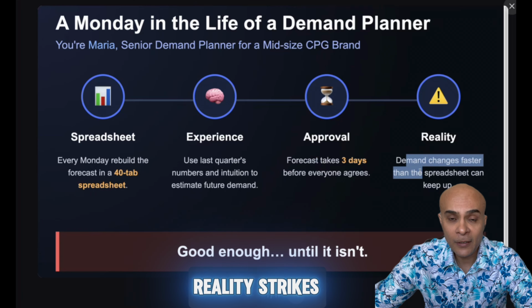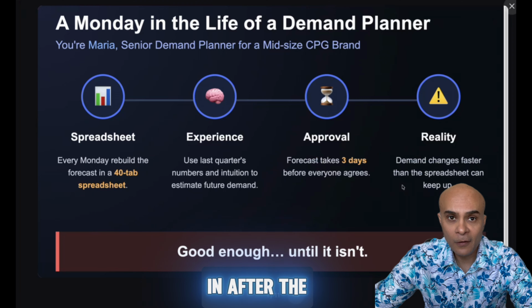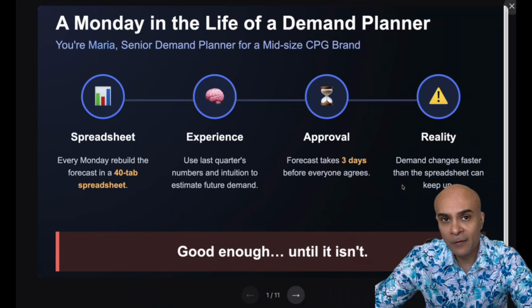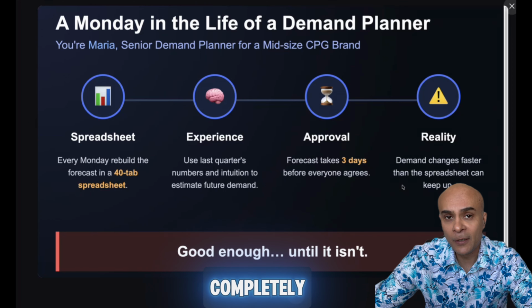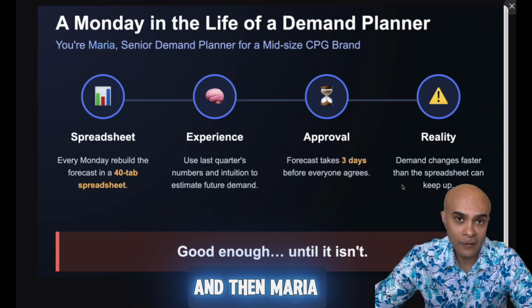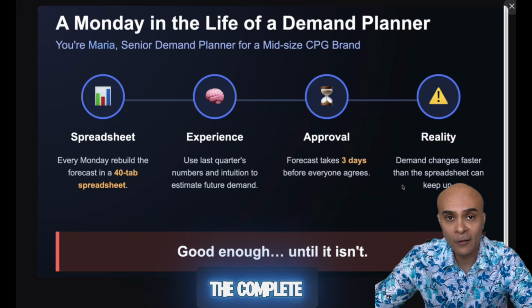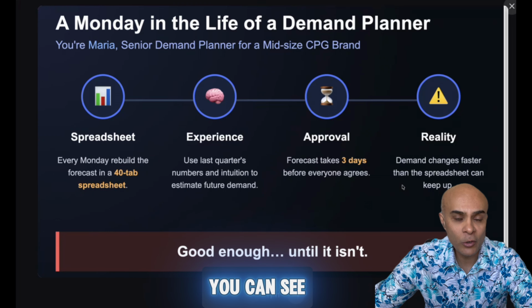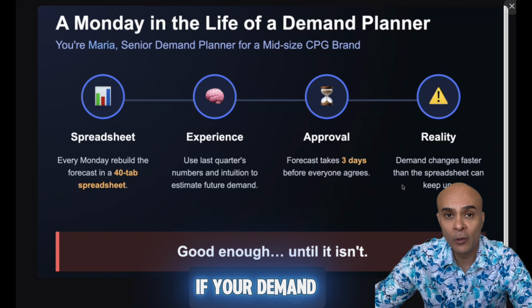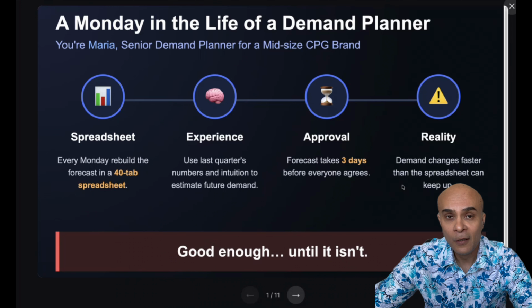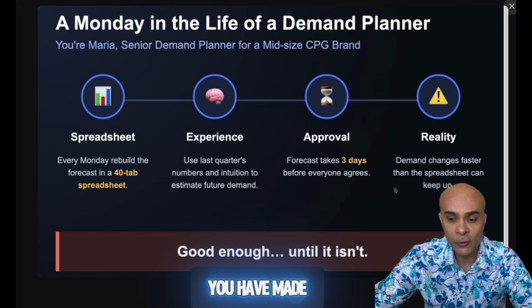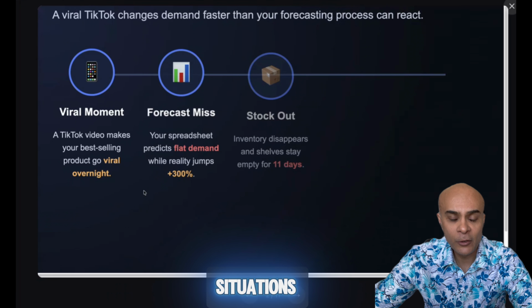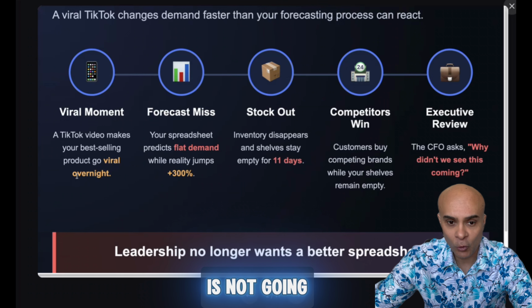But then reality strikes. After the forecast has been made, the actual demand is completely different from the forecast. And then Maria and her team have to restart the complete process again. So you can see that this manual process is not going to work well if your demand is completely different from the forecast you have made. Let us see one of the situations where this manual process is not going to work.